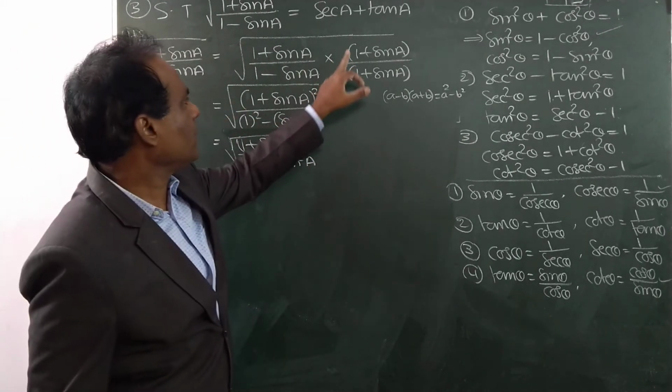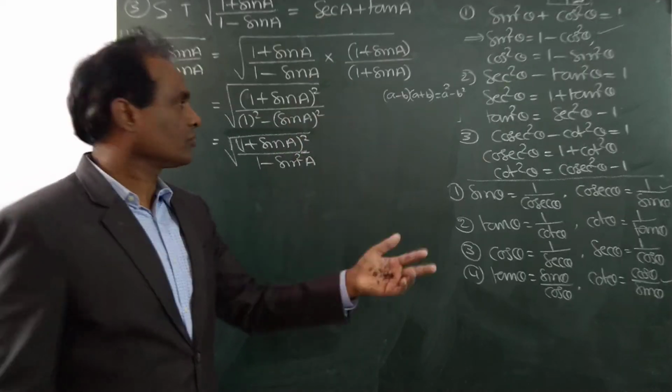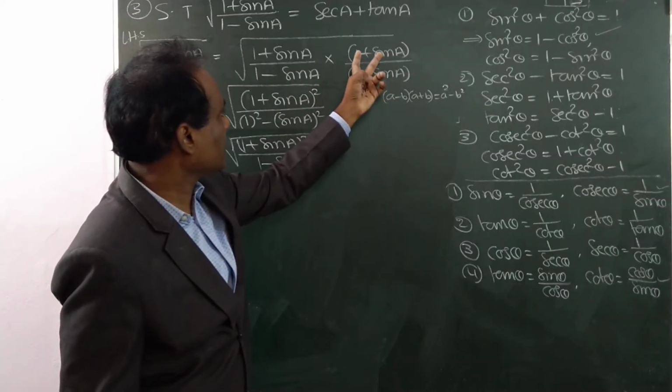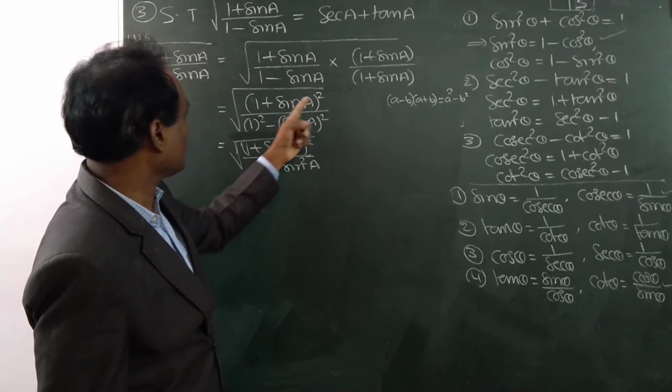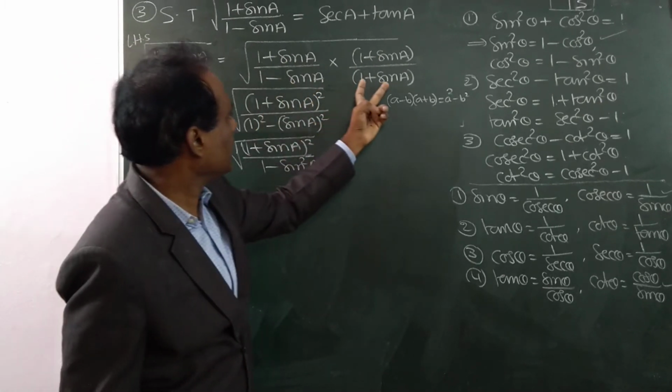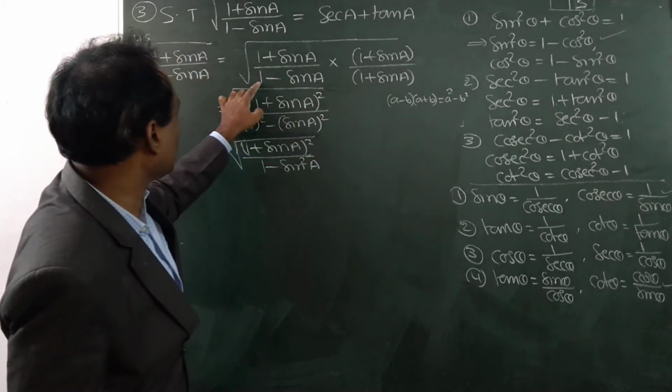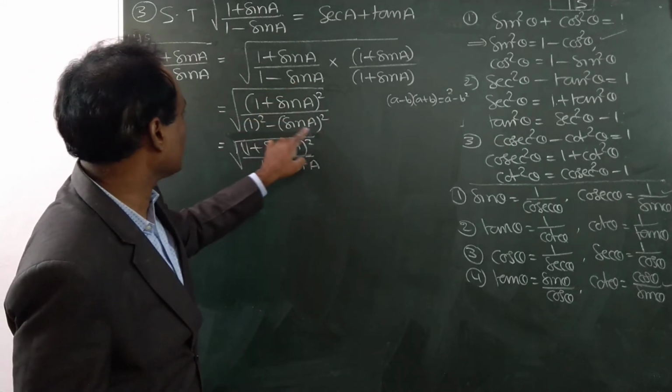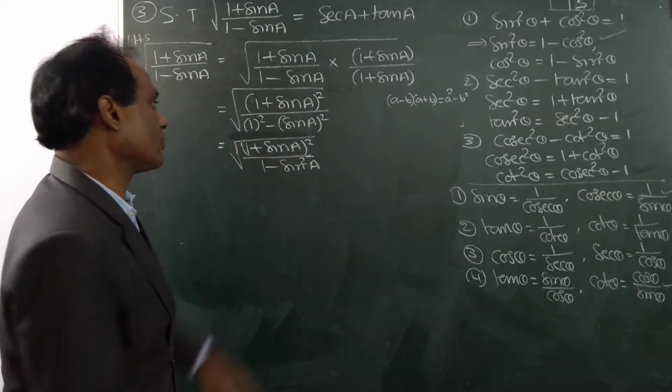First step, if you remember this, then we will get the continuous steps. Multiply the numerator and denominator with 1 plus sin A. 1 plus sin A into 1 plus sin A is 1 plus sin A whole square. A minus B into A plus B is A square minus B square. A square means 1 square, B square is sin square. 1 square is 1, sin square is sin square.